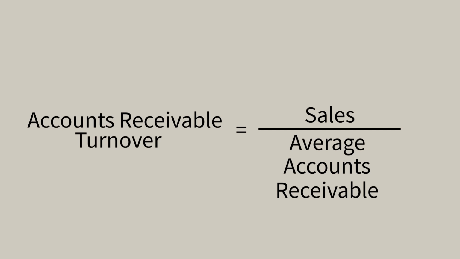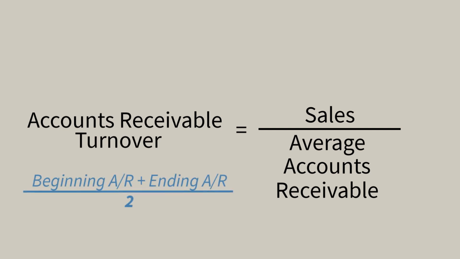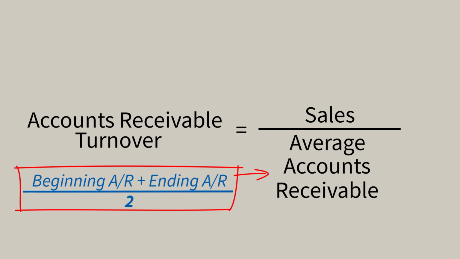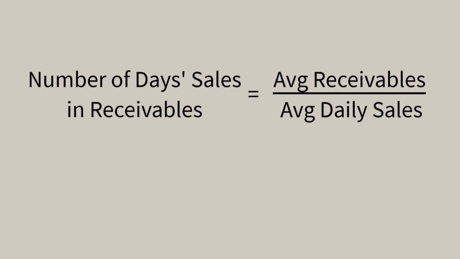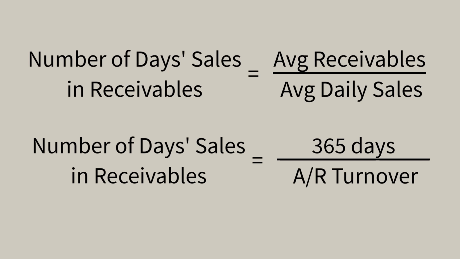The accounts receivable turnover ratio is used to evaluate how long it takes customers to pay their bills. The accounts receivable turnover ratio is calculated by dividing sales by the average accounts receivable. An alternative is the number of days sales in receivables ratio. Here's how the textbook that I use calculates it, but I prefer to calculate it a little differently. If you simply take the accounts receivable ratio and divide it into 365 days, you will get the same result.